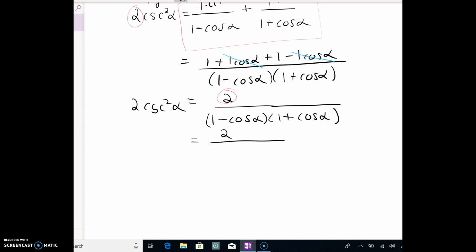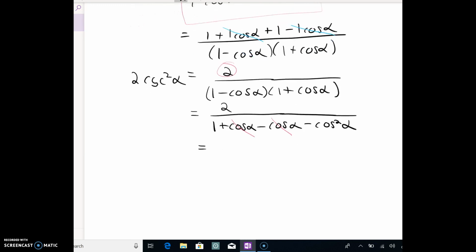FOIL because it's a binomial times a binomial. So 1 times 1 is 1. 1 times cosine alpha is plus cosine alpha. Negative cosine alpha times 1 is minus cosine alpha. Negative cosine alpha times cosine alpha is minus cosine squared alpha. Okay, in regards to canceling out terms that are the same, we can cancel out this cosine alpha and this minus cosine alpha. And now we have the following. We have 2 divided by 1 minus cosine squared alpha.